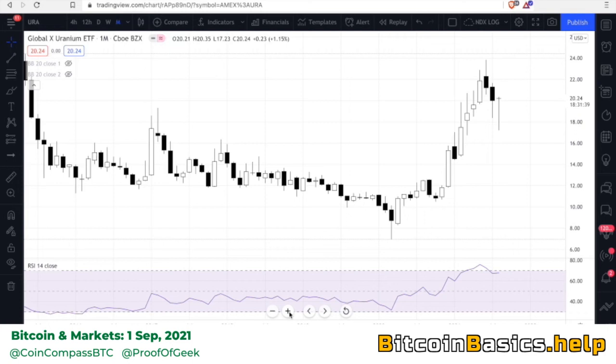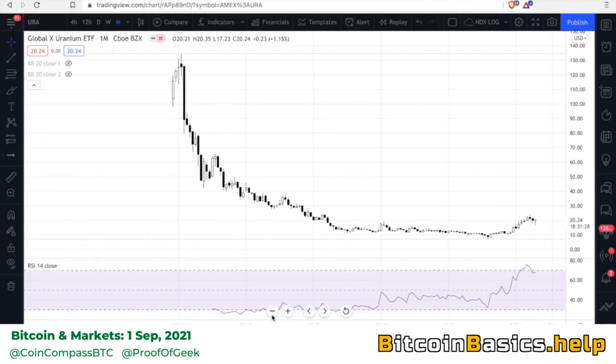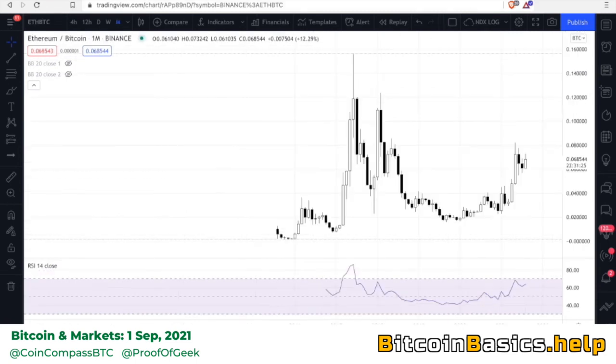So if we close above 20, I'd be putting in an order to buy uranium just above 20 with a stop loss at $17. So it's a $3 downside to what would be a $10 upside. So that's a pretty healthy trade.